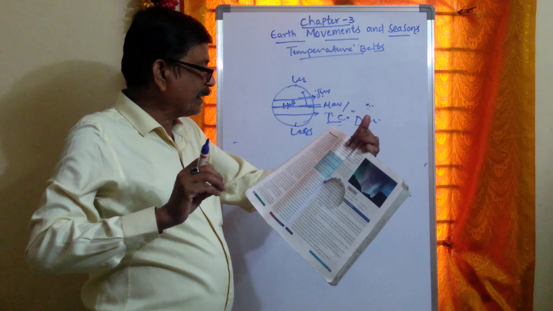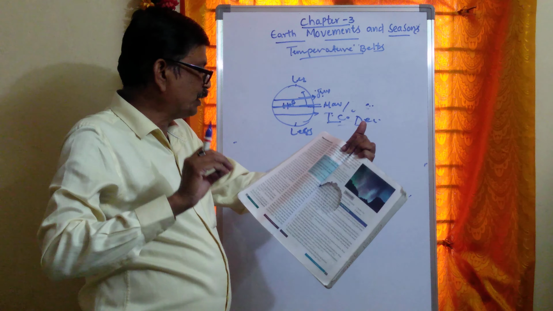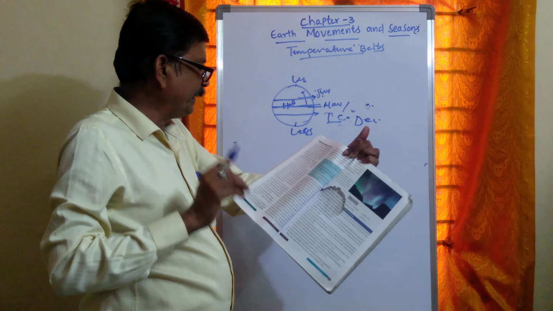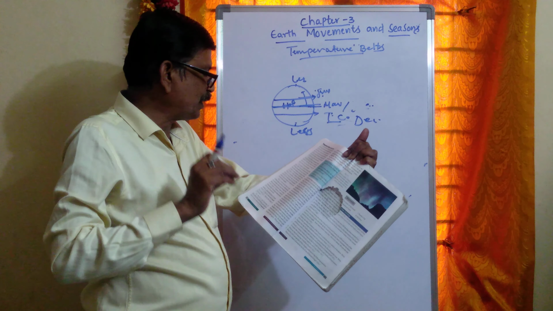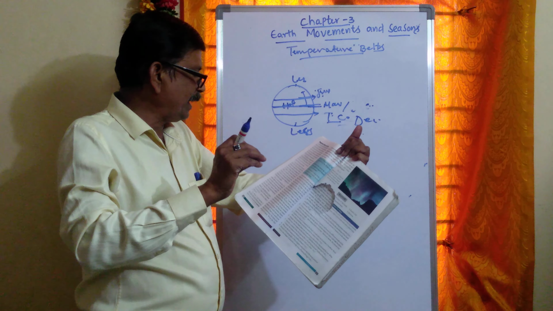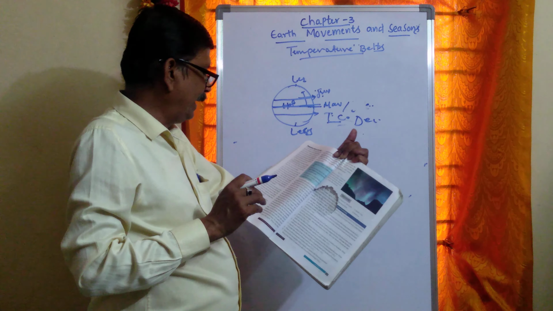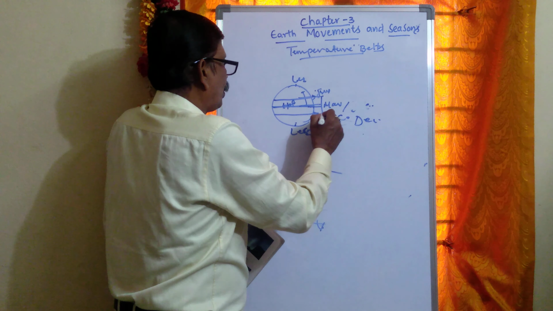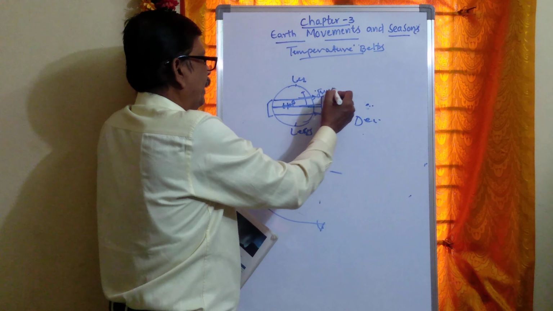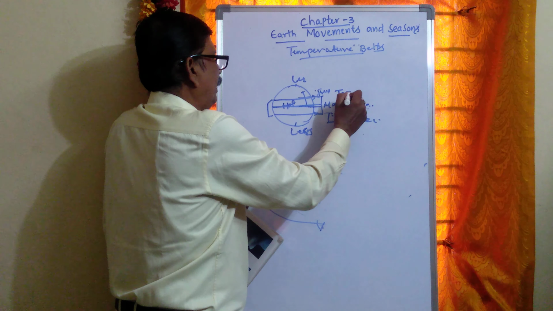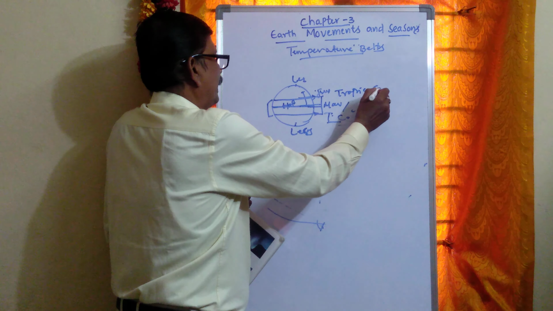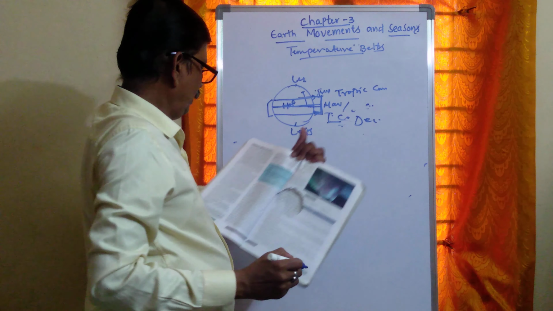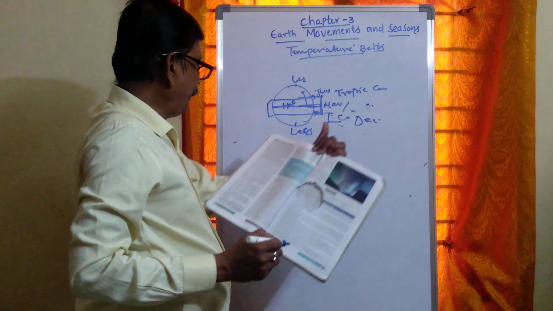There you can see that there is a belt within which the direct rays of the sun fall at some time of the year. This belt extending from the Tropic of Cancer to the Tropic of Capricorn is called the tropical belt. So this is called a tropical belt, from the Tropic of Cancer to the Tropic of Capricorn. This belt is called the tropical belt.